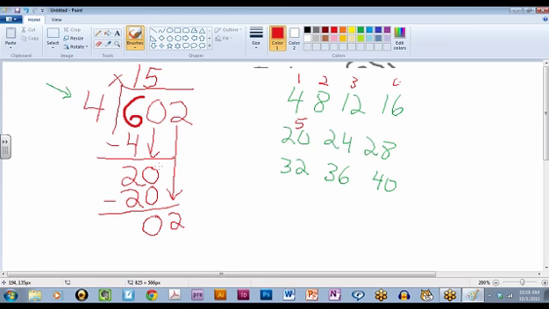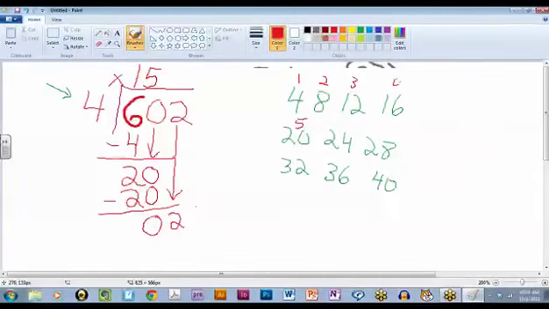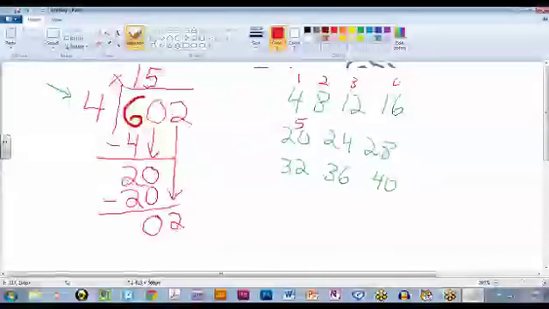Now, some people make the mistake, Josh, and they think the answer is 15 remainder 2 because it's a small number down there. But remember, whenever you bring down, you have to start over. So we need to go back up to the top one more time and ask ourselves, what times 4, or how many 4s go into 2?